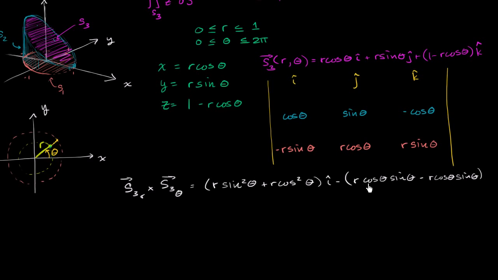Well, this is interesting because these are the negatives of each other. r cosine theta sine theta minus r cosine theta sine theta. This just evaluates to 0. So we have no j component.